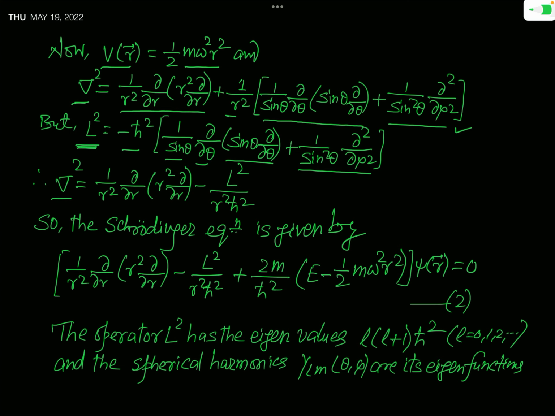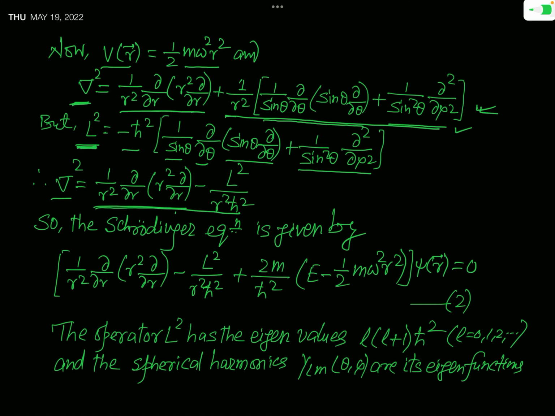You can see the first term in the expression for the Laplacian remains as it was in the original expression. So del square can be written as 1 over r square del by del r of r square del by del r, and instead of the second term, you can write minus L square over r square h bar square. You can check from the expression for the L square operator: if you put it here, you will get the same expression for the Laplacian as I mentioned. So in the Schrodinger equation, instead of the del square operator, we can now use this expression for the Laplacian operator, which is 1 over r square del by del r of r square del by del r minus L square over r square h bar square.